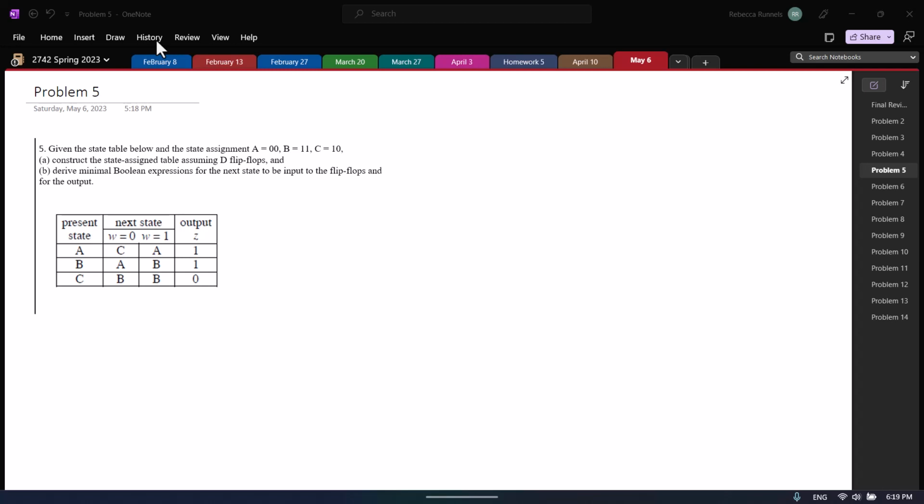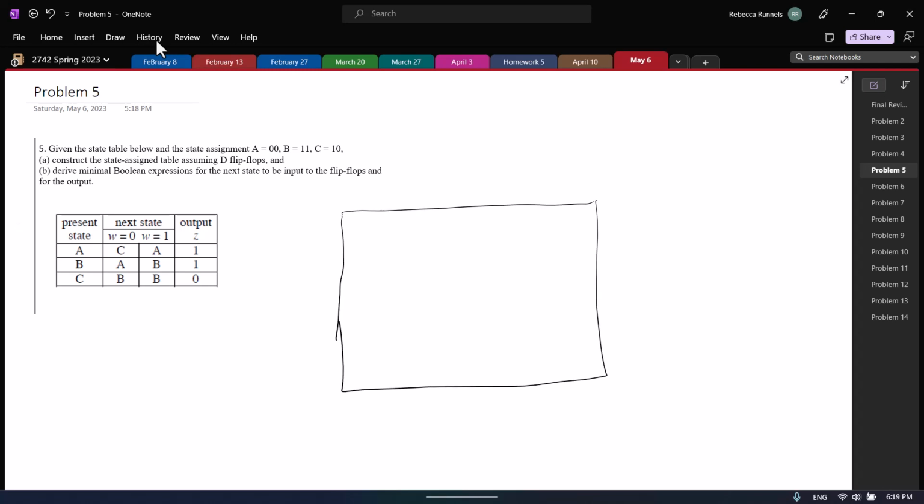We also are going to derive minimal Boolean expressions for the next state. We could draw a circuit from this once we have it done, but we're not going to. Notice we have 3 states here. That's not a power of 2. That means that we need to be careful that we're going to have some don't cares somewhere. We're going to have some unassigned stuff going on. So we'll start by changing this to this.